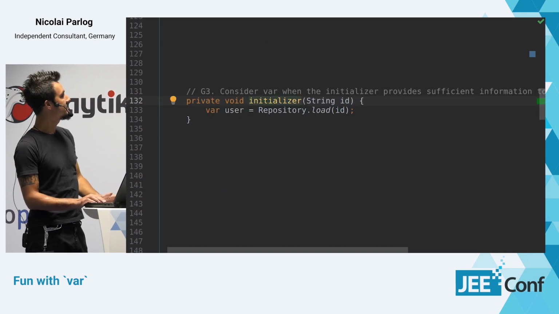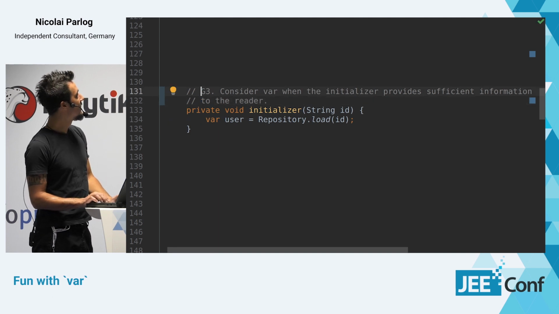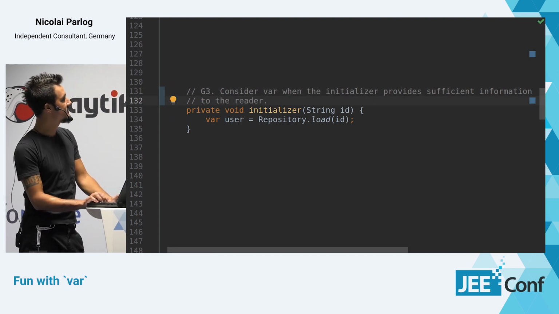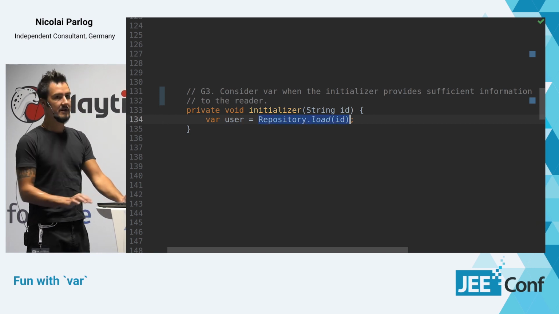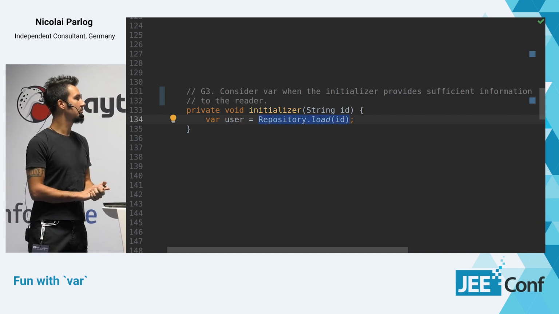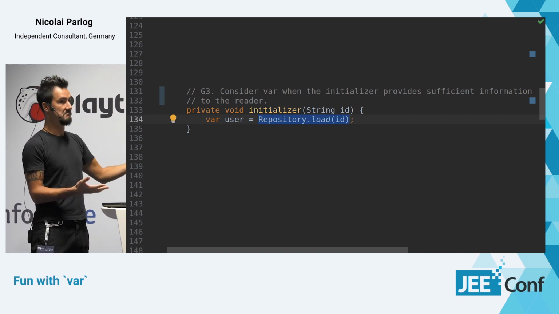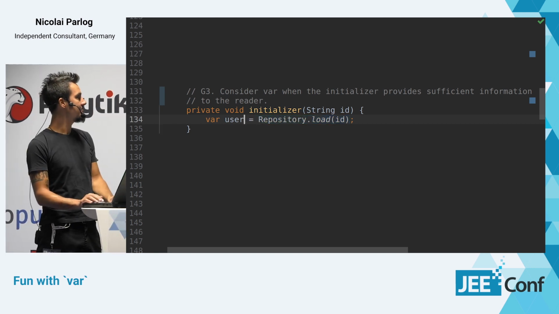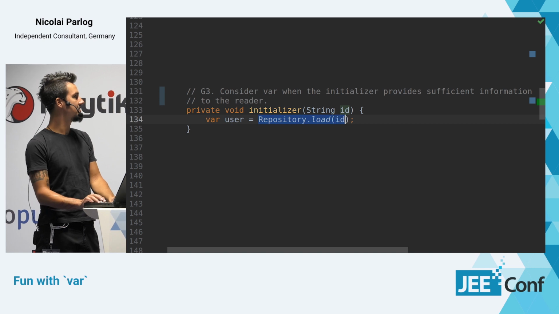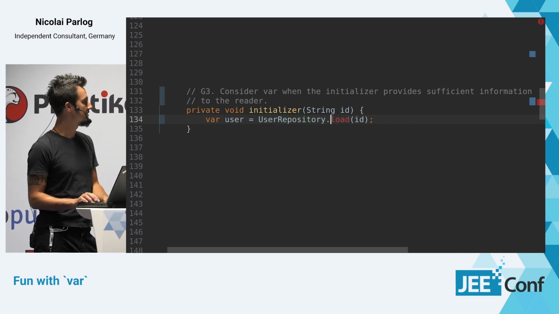Third guideline, consider var when the initializer provides sufficient information to the reader. The initializer is the thing on the right-hand side. And here I didn't use a user repository to load a user. Here I'm using code that is not really that informative. I'm using repository to load. What? Well, nobody really knows. So even though I gave it a name, still the right-hand side doesn't give additional information for what this might be. I think this is not okay. I think this is better.